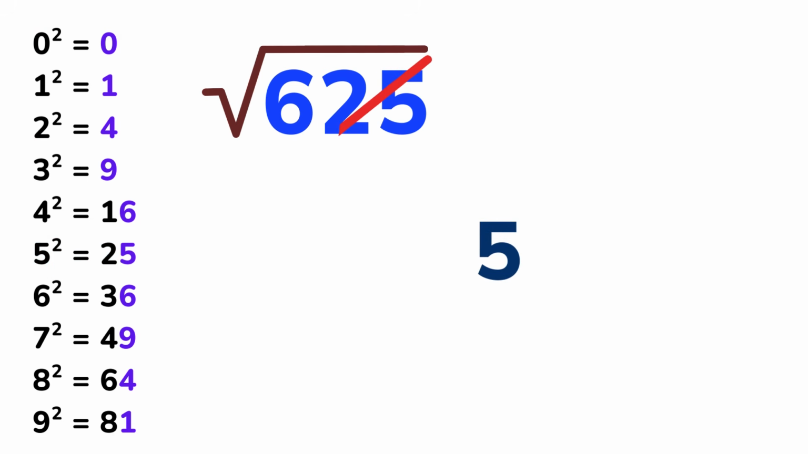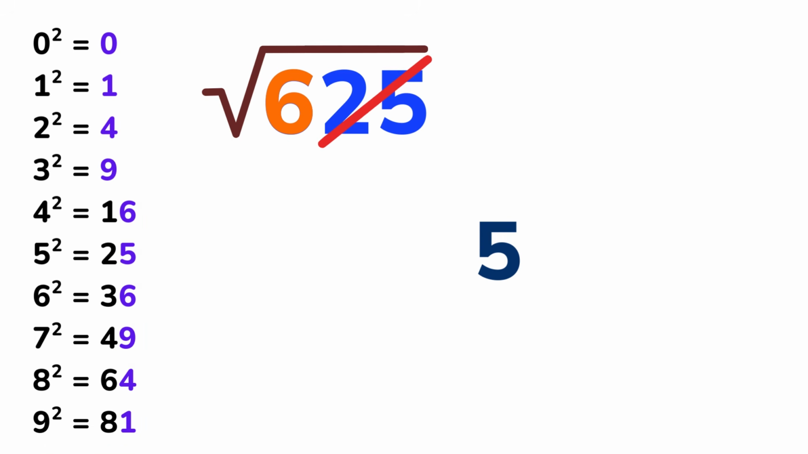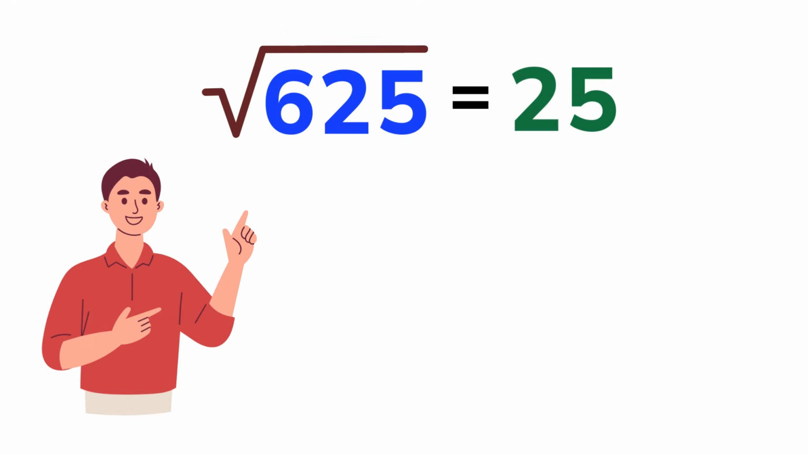Now cut off the last 2 digits. We're left with 6. Again, from this sheet, find out what's the biggest square, which is less than or equal to 6. That's 2 squared is equal to 4, so write down 2 here. That's it. We are done. The final answer is 25. See how smoothly we are able to solve it.